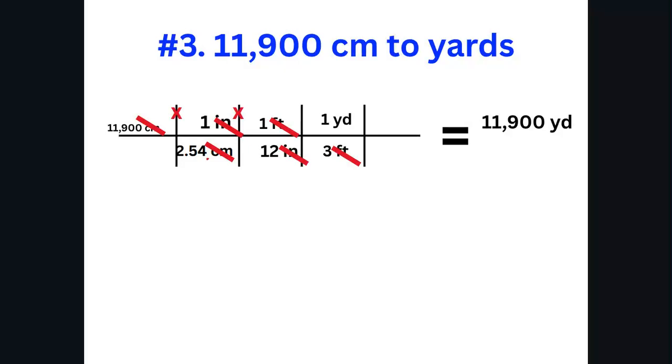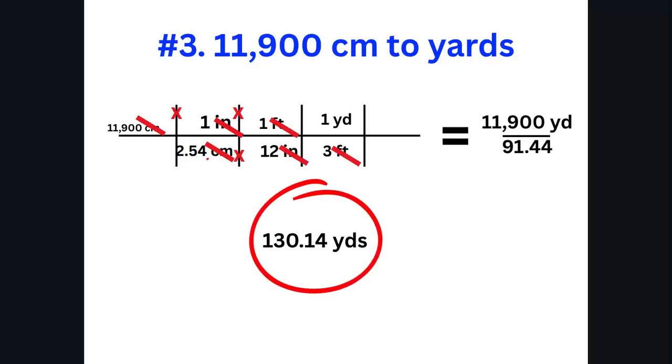Now I multiply everything across the bottom. 2 54 hundredths times 12 times 3 gives me 91 44 hundredths. Now I just divide. 11,900 yards divided by 91 44 hundredths gives me 130 14 hundredths yards. And I just rounded to the nearest hundredths.